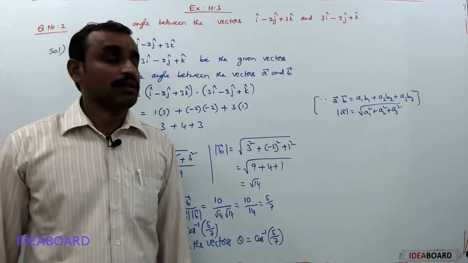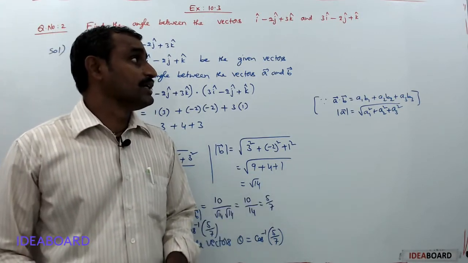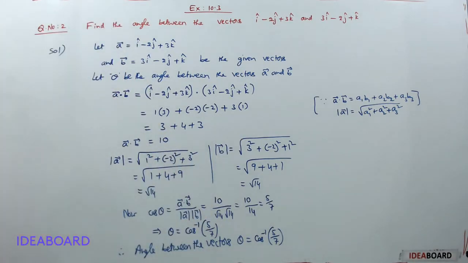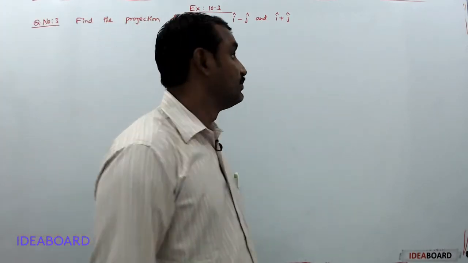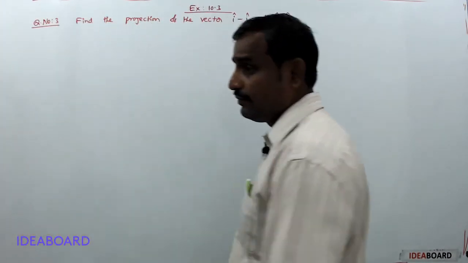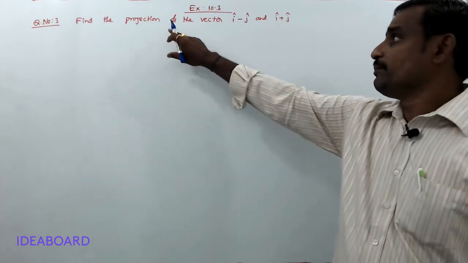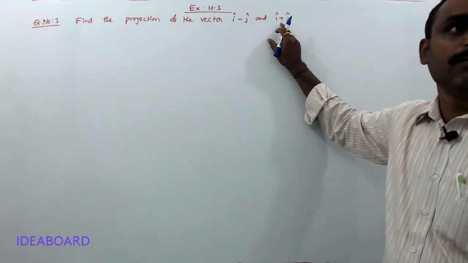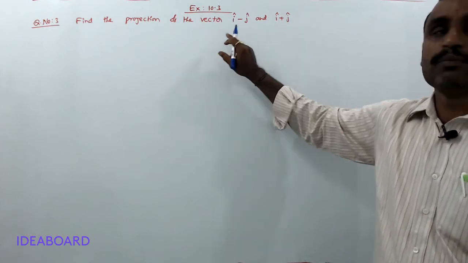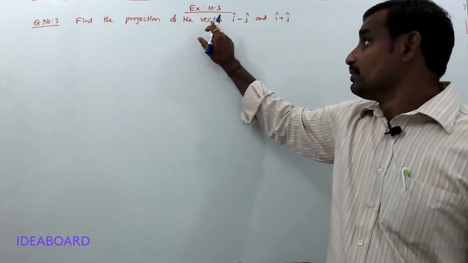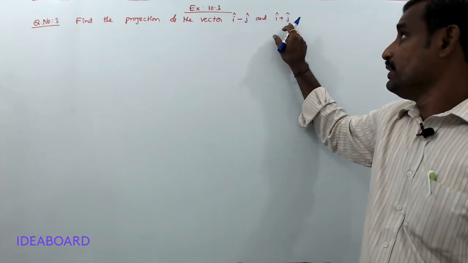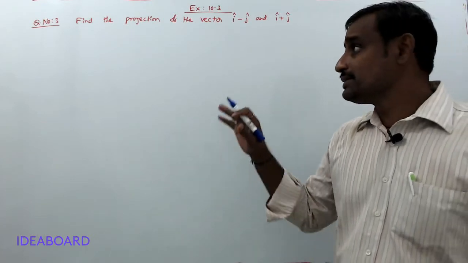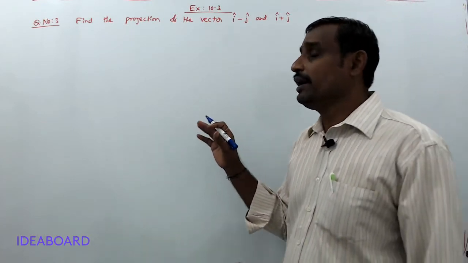Now we will discuss the next question. First, note down this solution. Now question number 3, you can see here. Find the projection of the vector i cap minus j cap on i cap plus j cap. Here two vectors are given. First we assume these given vectors as A bar and B bar.